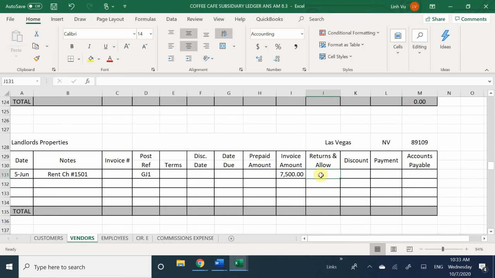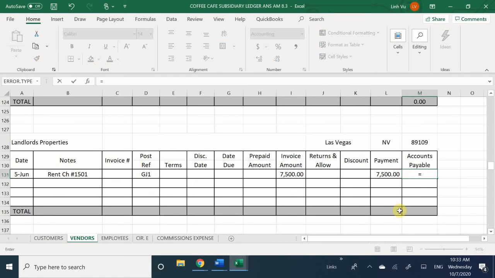Is there returns and allowances? You can bet not. Discounts? Of course not. You're dealing with your landlord. Most likely not going to happen. Now, the next question is, did you make a payment? And in this case, I did. I wrote a check out for the $1,501. All right? And so that means the amount that I actually owe this vendor is going to be 0.